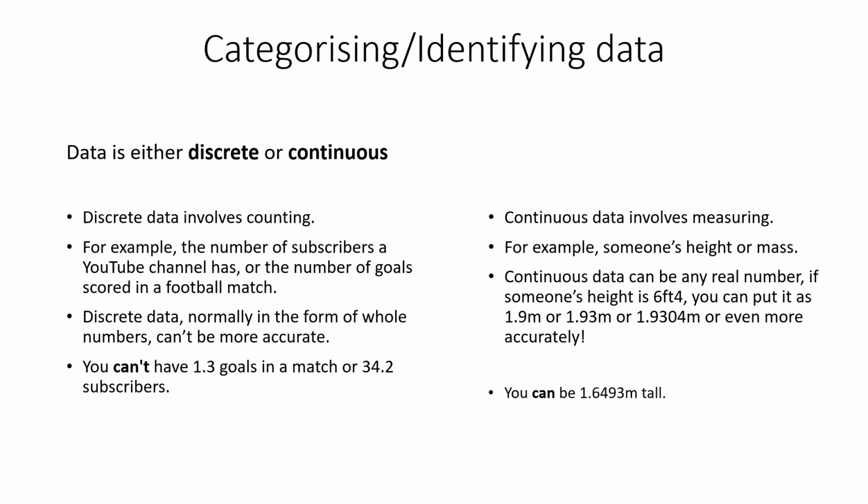Continuous data involves measuring and can be any real number. So for example, measuring someone's height or mass. If someone's height is 6'4" and you're measuring it in meters, you can put it as 1.9 meters, or 1.93 meters, or 1.9304 meters. So in this case, you can be 1.6493 meters tall.